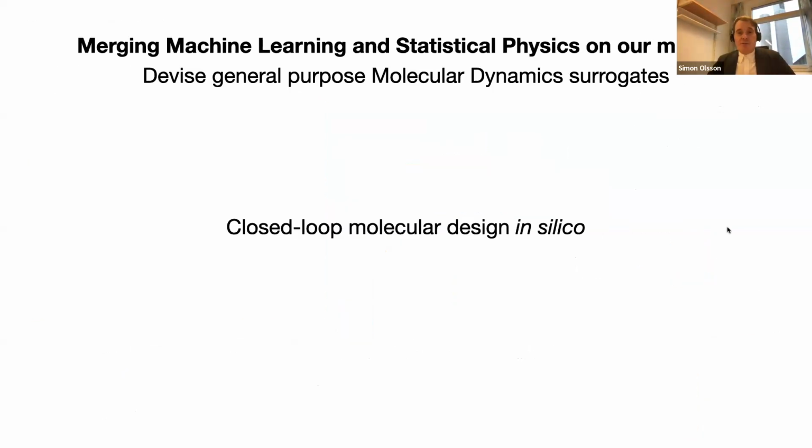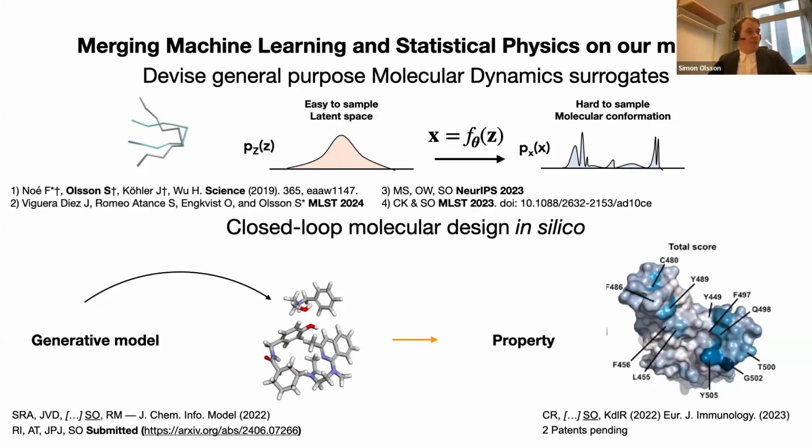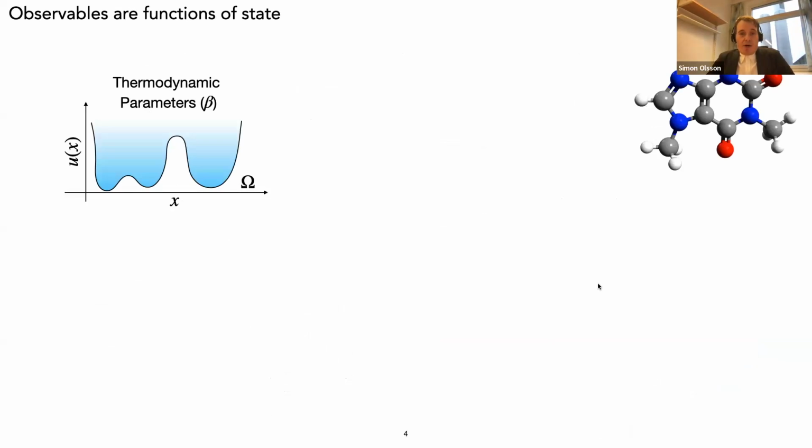So what do we do in the group? We have two main focuses, and the way that I usually describe this is that we try to merge machine learning and statistical physics to devise, first of all, general purpose molecular dynamic surrogates and do closed loop molecular design in silico. The way that we phrase this problem of devising molecular dynamic surrogates is by replacing difficult to sample processes, statistical distributions by easy to sample surrogates, for instance, normalizing flow or diffusion models. And we've had a number of papers in this area in recent years. Another area that we're interested in that I will not be talking about today is the process of molecular inverse design. This is in particular in collaboration with AstraZeneca and collaborators at the MDC in Berlin on both small molecule and vaccine design.